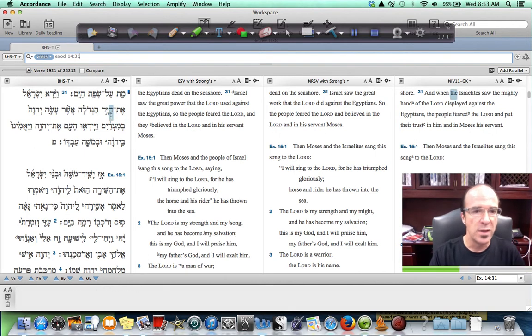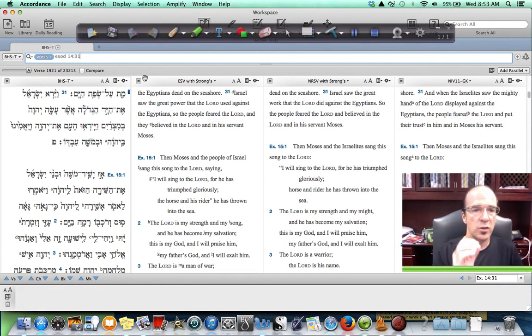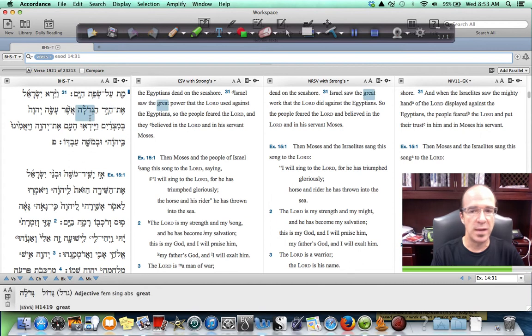Then we get et hayad hagedolah, which is the great hand, the mighty hand of the Lord, literally. Yad in several of our translations is translated as power, which is again a metaphorical translation of hand. So what we have here is the direct object. Israel saw the great power, and here we just simply have the actual direct object, yad, and it's modified by an adjective, which notice is the same gender, same number, and the same state. They're both definite in this case.